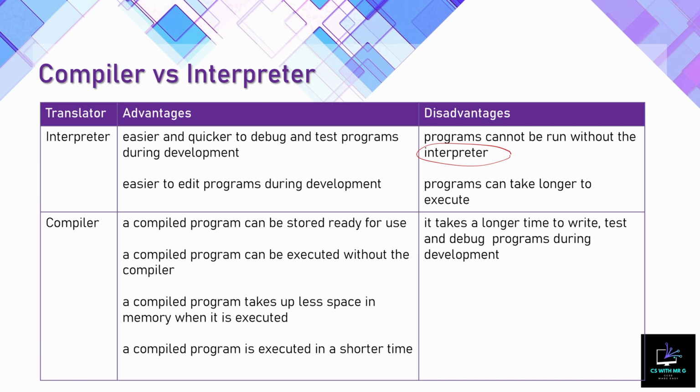With the compiler, once a program is compiled and it's finished, it's stored and ready for use. It can be distributed on the internet, it can be put on the App Store, but it's there, it's ready to go, and it should work. Also, a compiled program does not need the compiler in order to run. For example, the App Store that I mentioned earlier, you download a program from the App Store and it runs without any extra programs needed. A compiled program also takes up less space in RAM when it's executed, and it's also executed in a shorter time than an interpreted language. So those are the key differences between a compiler and an interpreter.